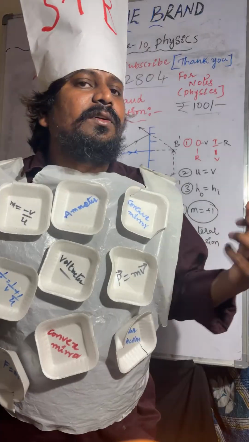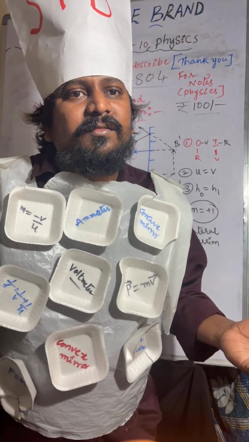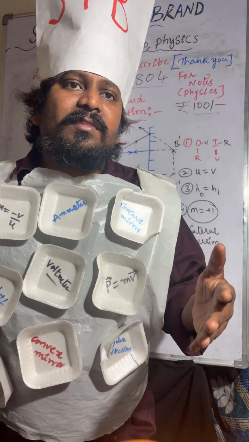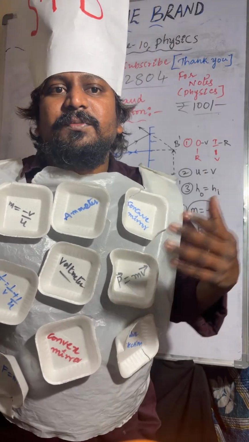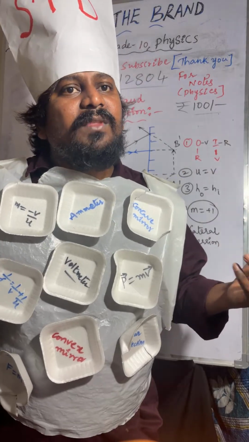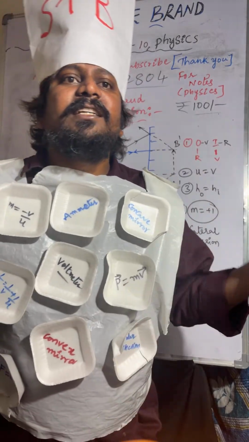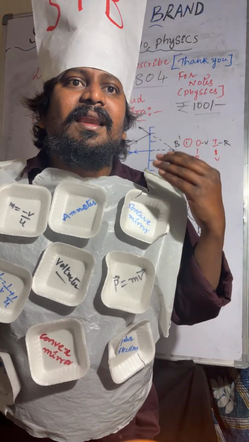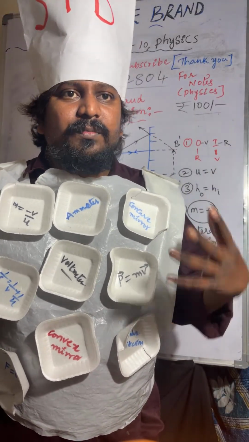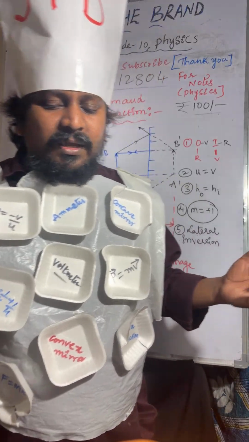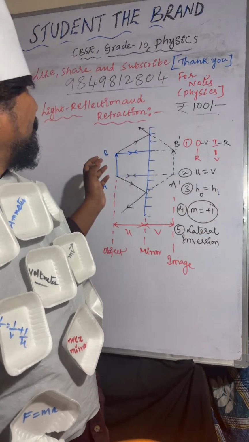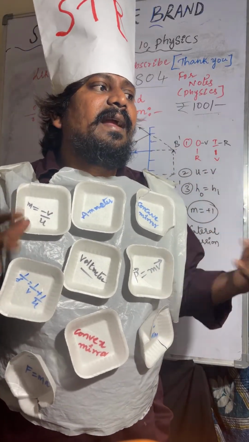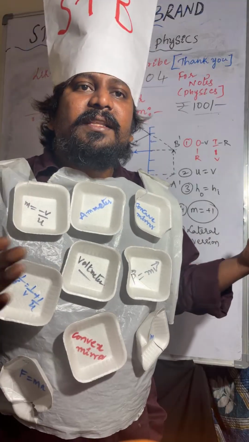And it also shows lateral inversion. What is lateral inversion? The phenomenon in which the right side of the object appears to be the left side of the image, and the left side of the object appears to be the right side of the image. This mirror image is called lateral inversion. I hope it is very clear. So this is about the characteristics of the image formed by the plane mirror.